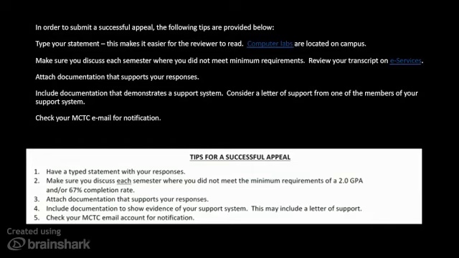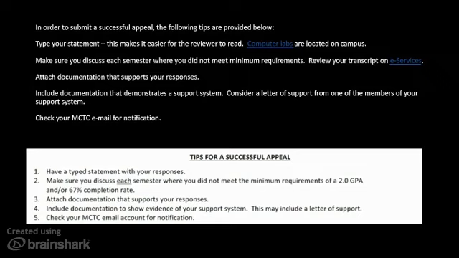In this slide, I will be providing information to you on how to submit a successful appeal. Be sure to type your statement. This makes it much easier for the reviewer to read. If you do not have access to a computer, there are computer labs located on the MCTC campus. A link is provided to the computer labs in order for you to access.